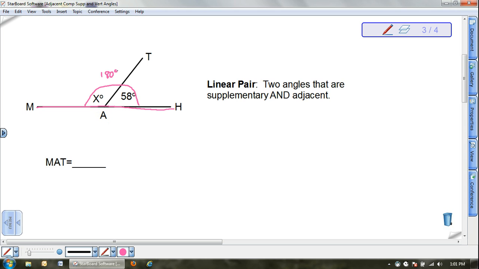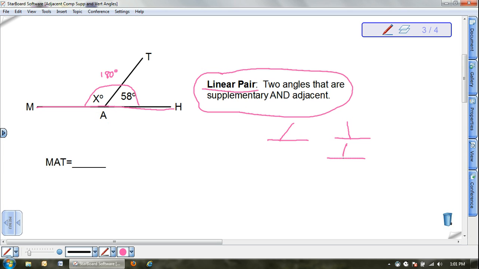And then using our angle addition postulate, we know that x degrees plus 58 degrees is going to be equal to 180 degrees here. So when you see it like this, it is called a linear pair. That's two angles that are supplementary and adjacent. So when you see a straight line with a line coming to it like that, that would be a linear pair, or if the line slanted the other direction, or if it was straight up and down, all these are linear pairs.